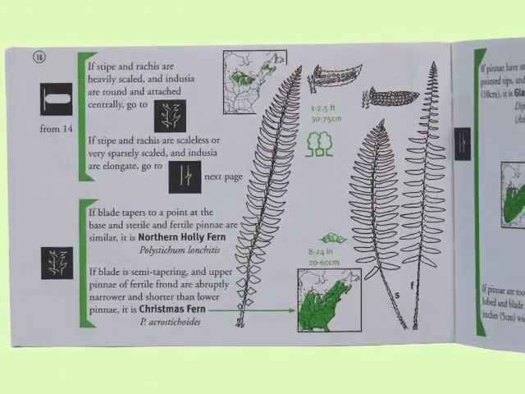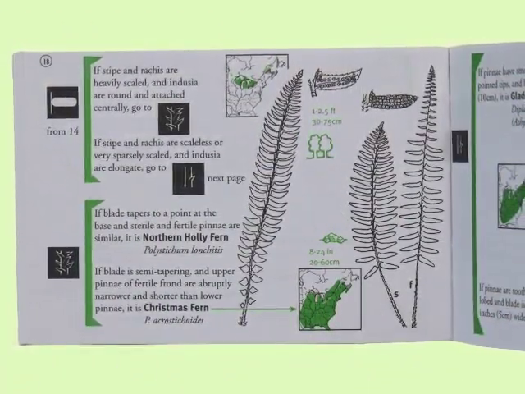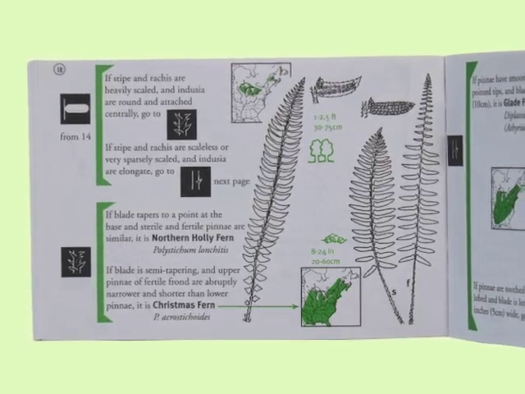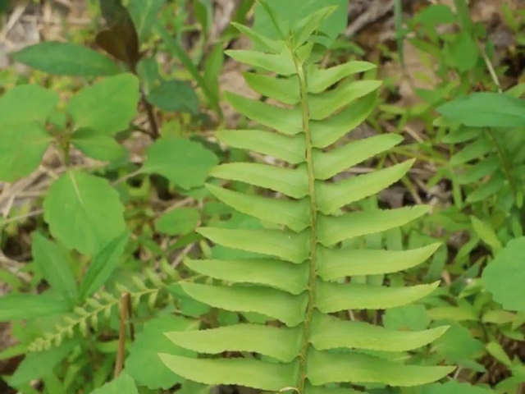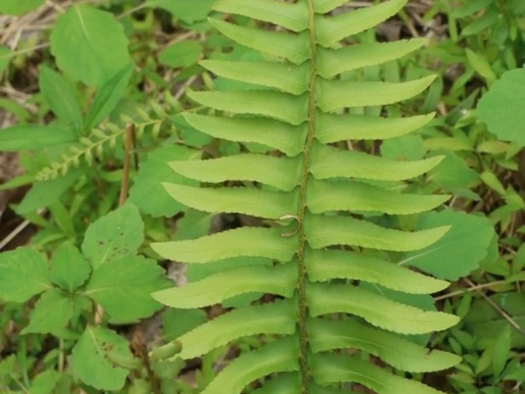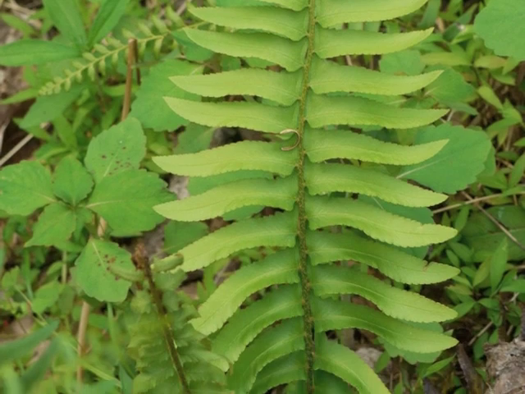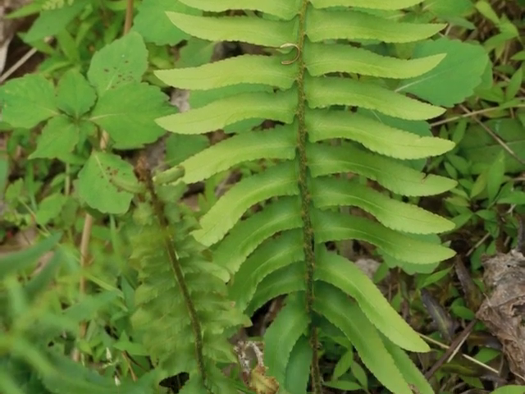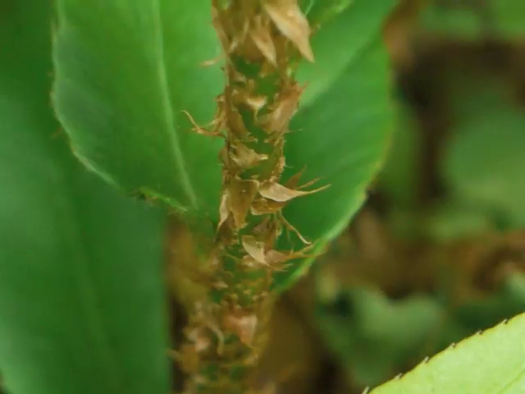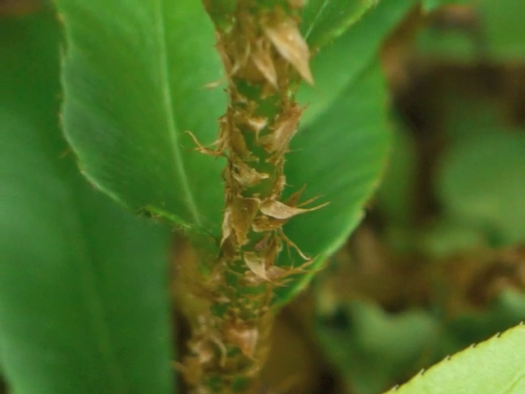Here we are asked to focus on the stipe and rachis. Remember, the stipe is the part below the leafy part of the frond. The rachis is the stem-like part of the blade, the leafy part. Let's look more closely at what most of us would call the entire stem of the frond. Is it heavily scaled or very sparsely scaled?